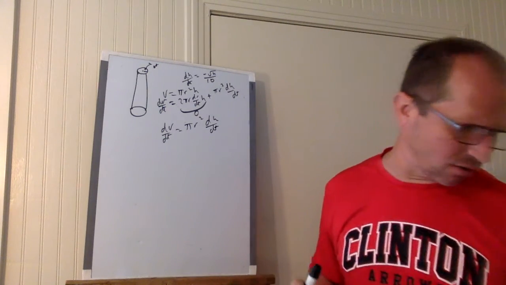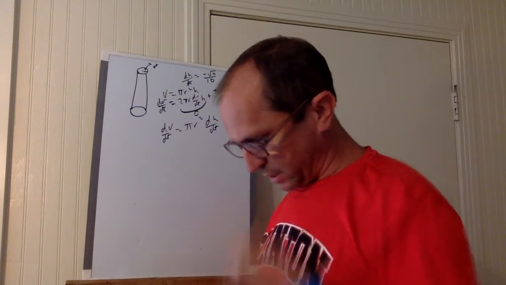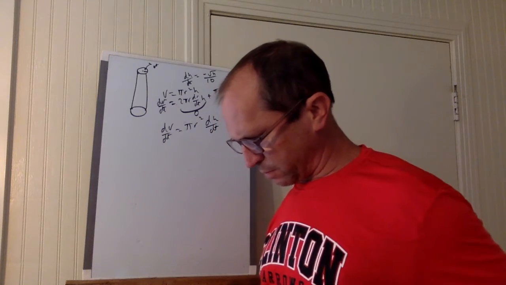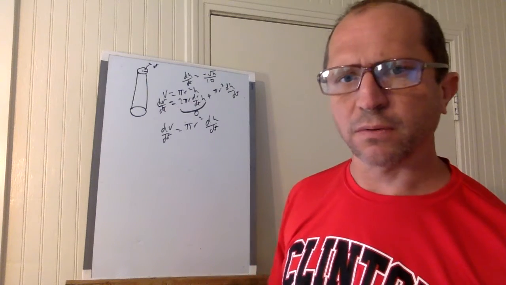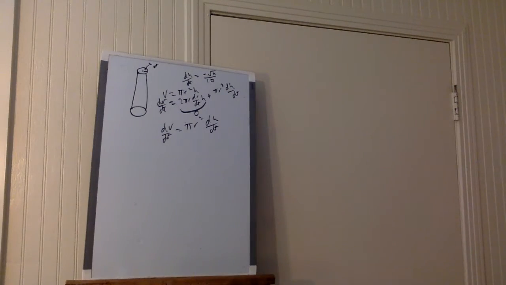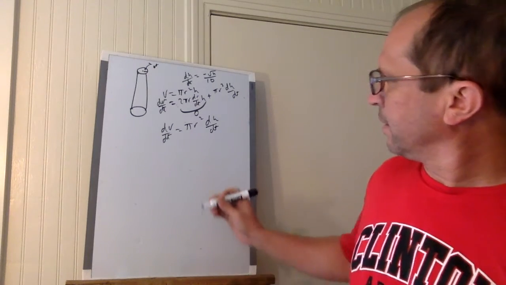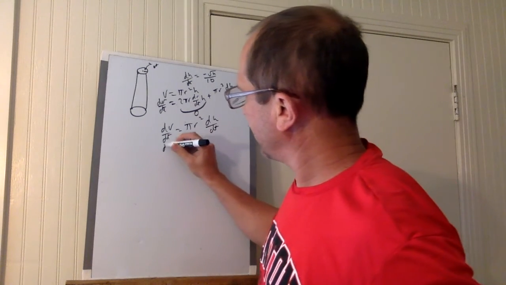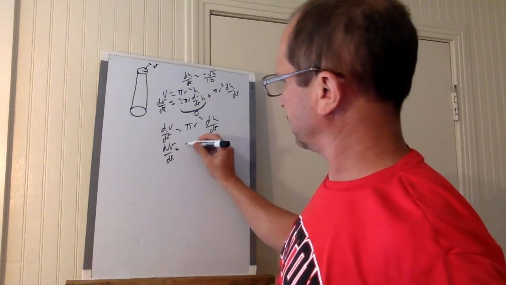All right, so let's get into the problem. The problem says that we want to find the rate of change of the volume of water in the barrel with respect to time when the height of water is 4 feet. So we've got dV/dt equals pi times 1 squared, so it's just going to be pi.